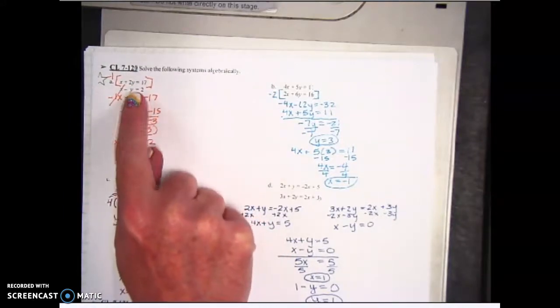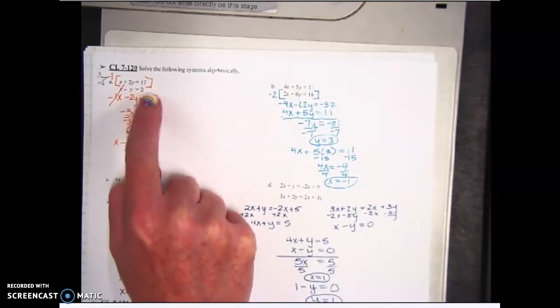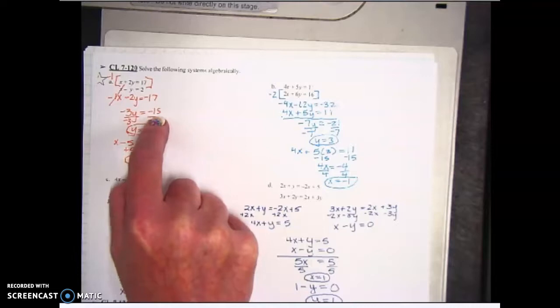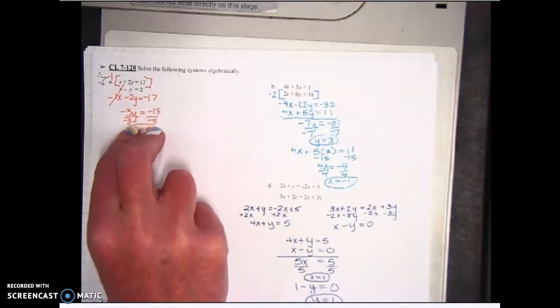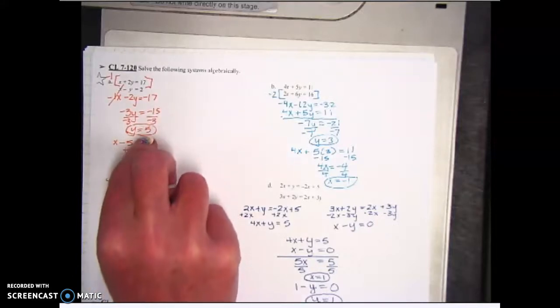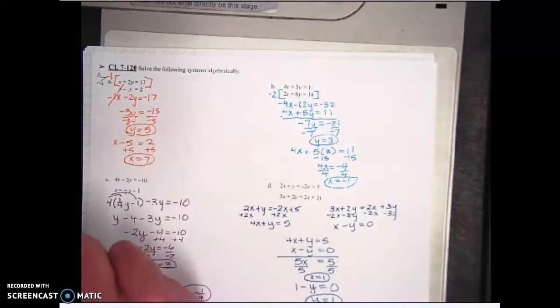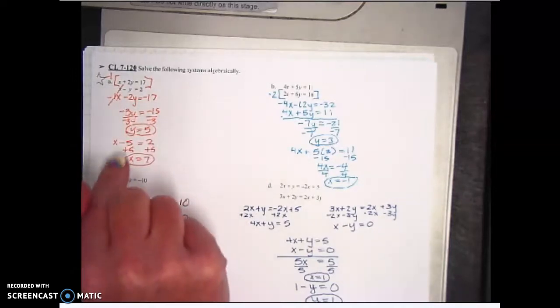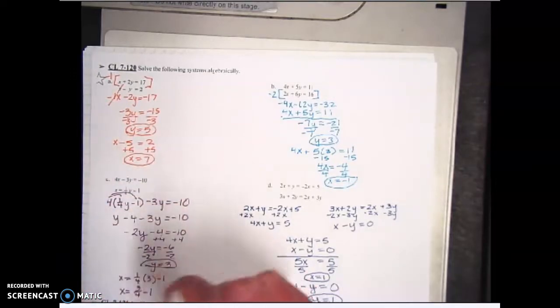And then I combine the -y and the -2y to get -3y. 2 plus -17 is -15. The inverse operation of multiplying by -3 is dividing by -3, and -3 goes into -15 5 times. Then I took that 5 and I plugged it back in the second equation. So I said x minus 5 equals 2. Add 5 to both sides and you get x equals 7.